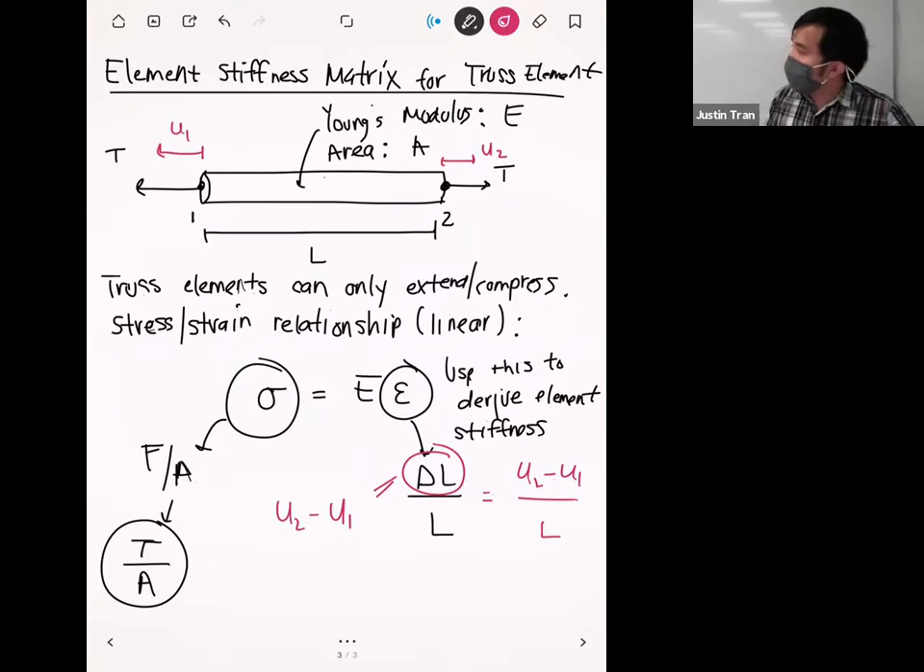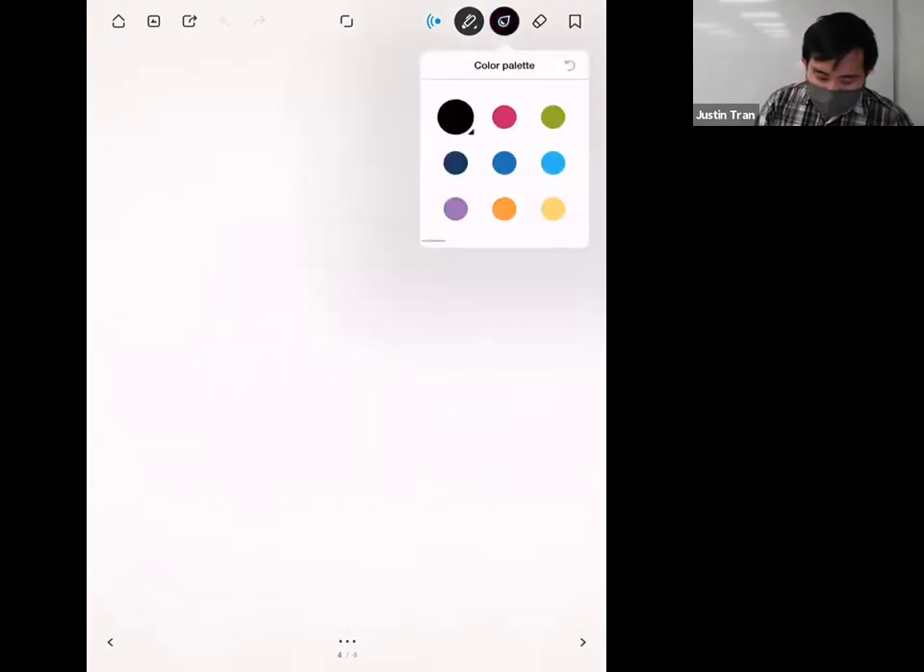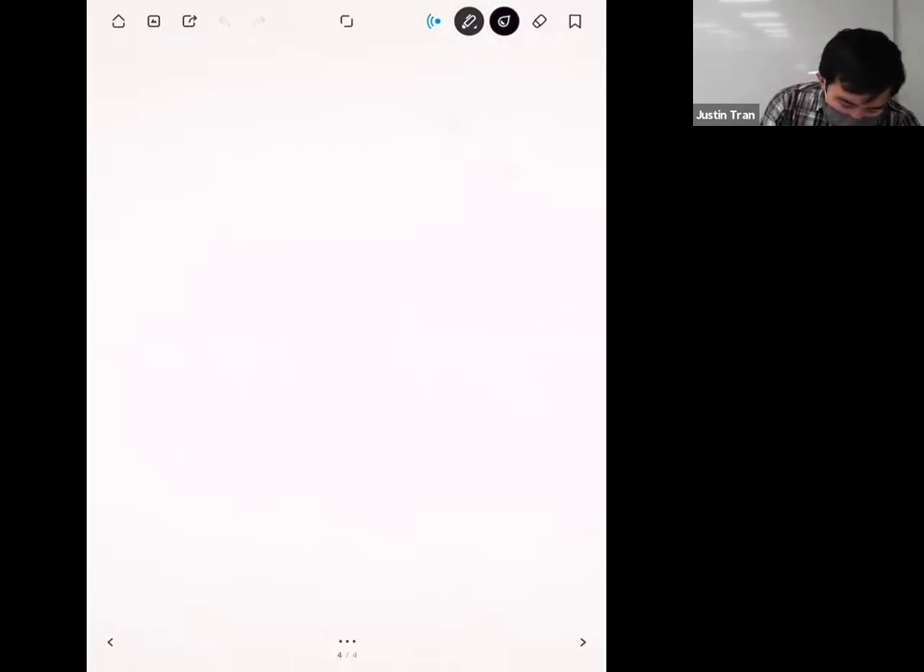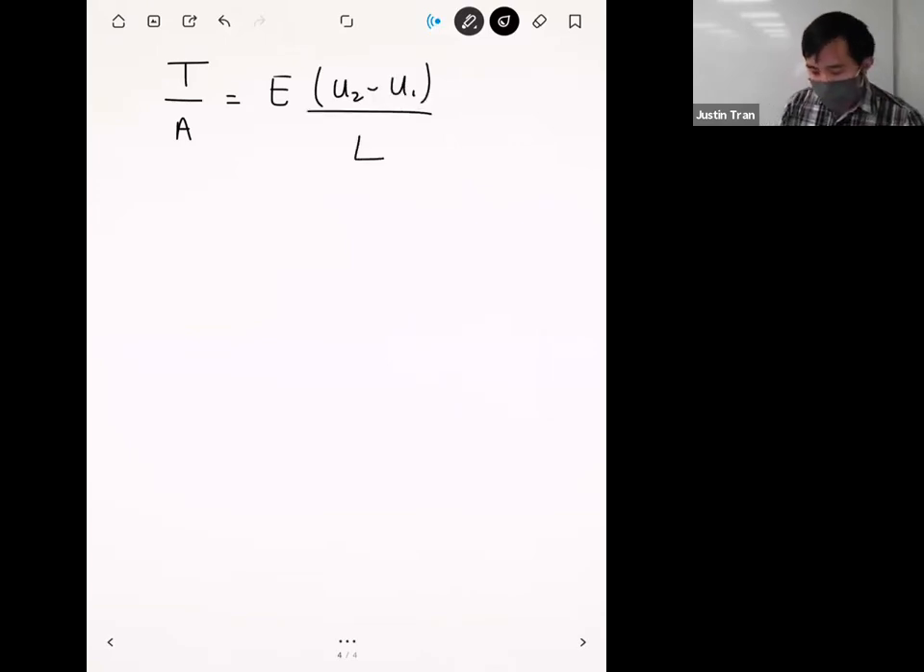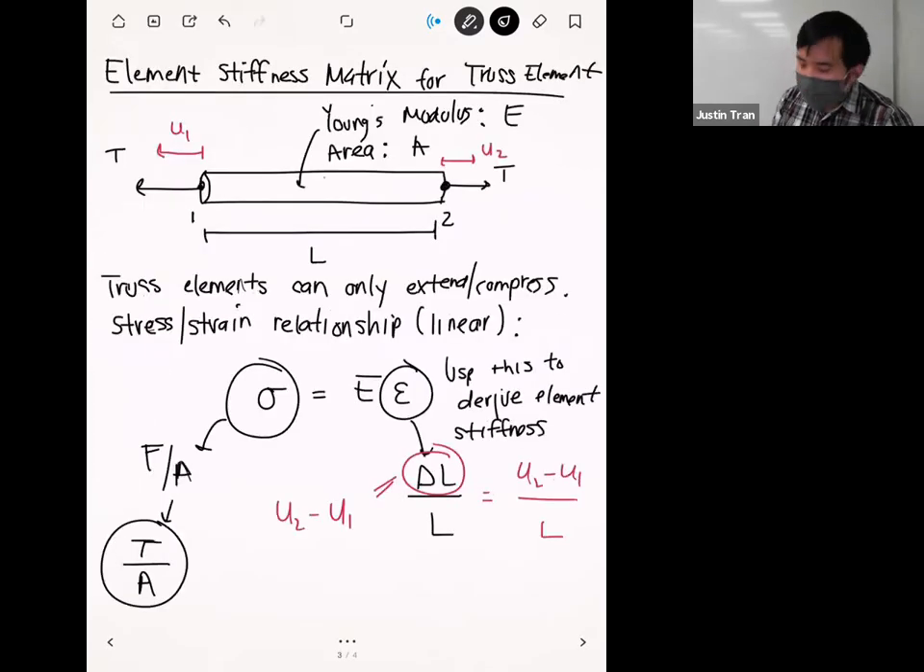Okay, and so let's go ahead and plug in all those expressions, and then let's see what we get. Okay, and so on the left side of the equal sign, we have the stress, which was T over A, right? And on the right side, we have E times U2 minus U1 divided by L. U1 here is assumed to be going to the left, and so U1 is negative. Yeah. Mm-hmm.